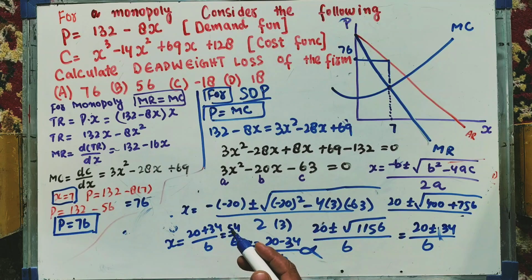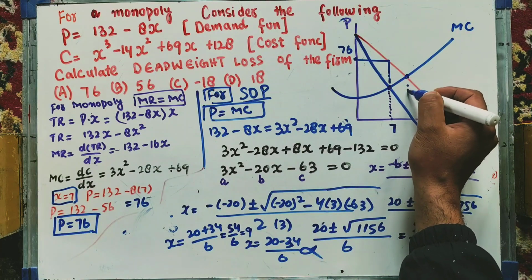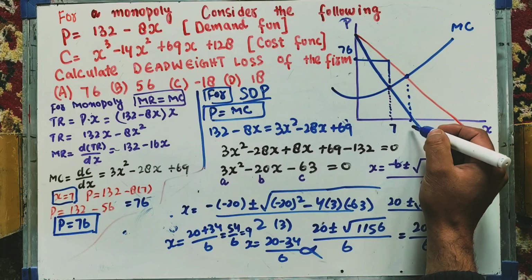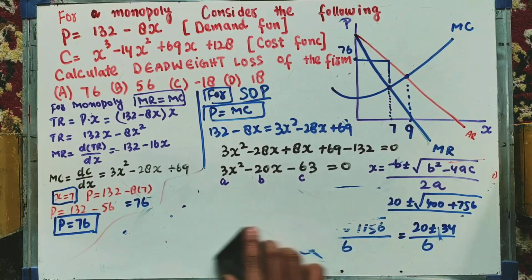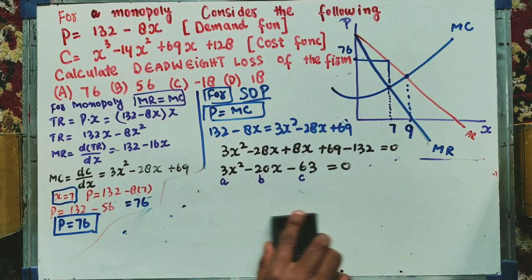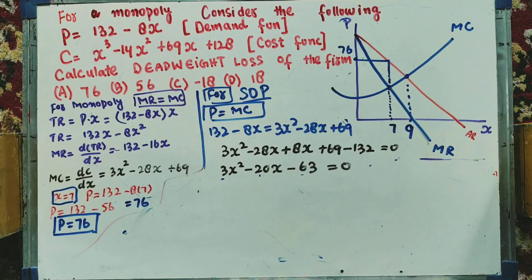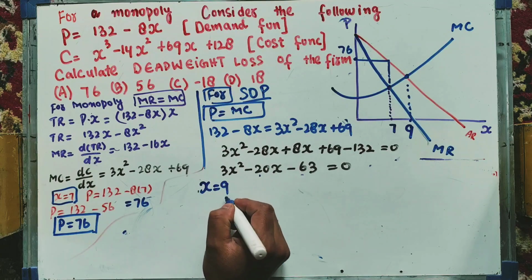So this is 6 9s are 54. So at this point, at the socially optimal point, we will be producing 9 units. Okay, and at what price? I hope I am making myself clear, I get confused sometimes with the calculation. So at the socially optimal point, we are producing 9 units of output.